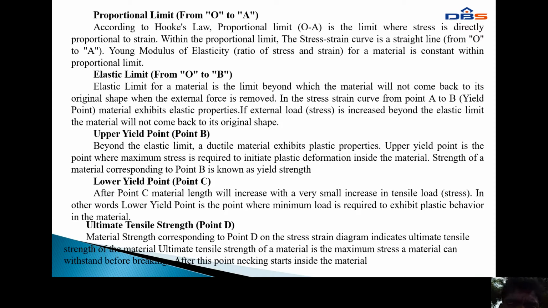Next, the elastic limit, O to B. The elastic limit of a material is the limit beyond which the material will not come back to its original shape when the external force is removed. In the stress-strain curve from A to B, the yield point, the material exhibits plastic properties. If the external load is increased beyond the elastic limit, the material will not come back to its original shape.